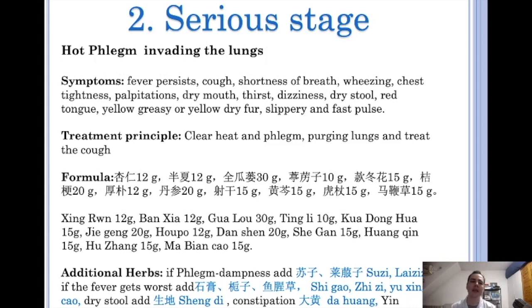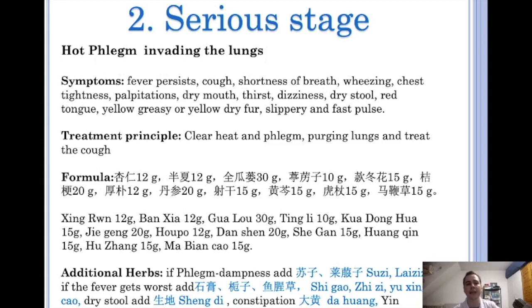In this case, there is only one type of serious stage, and it is when the hot phlegm is invading the lungs. So in this case, what happened? The phlegm, the dampness, transformed into hot, okay? So there is hot phlegm and it's invading the lungs. This phlegm is created because of the dampness that there was before in the previous stage, and in this case we are going to have fever. Okay, in this stage there is going to be fever.